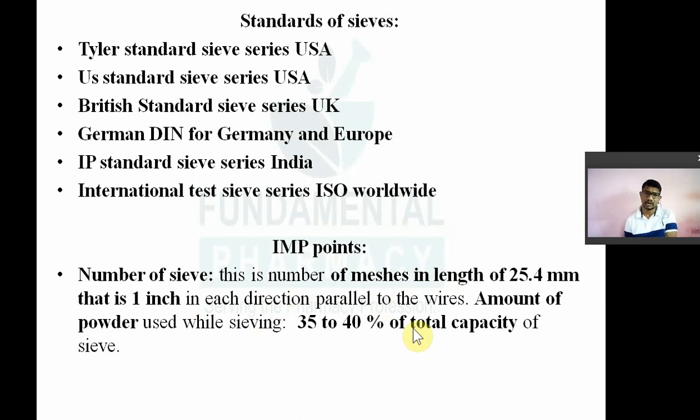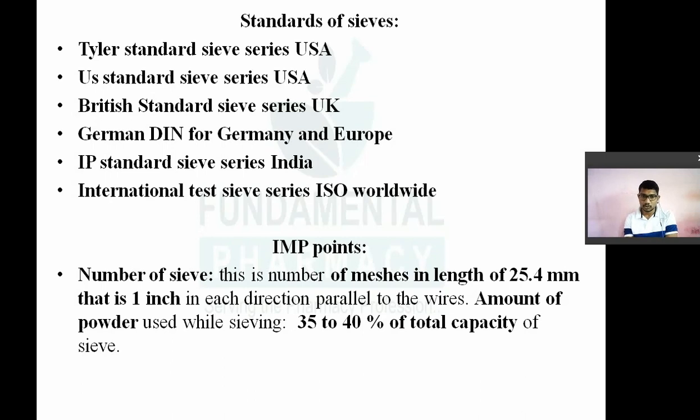So number of mesh in the 1 inch, that is nothing but the sieve number, कि 1 इंच, 1 स्क्वायर इंच में कितना ओपनिंग्स है sieve का, ठीक है। राउंड होगा या फिर स्क्वायर होगा या फिर स्लॉट होगा। So number of meshes in the length of 25.4 mm, that is 1 inch, in each direction parallel to the wire, that is nothing but the sieve number, okay.